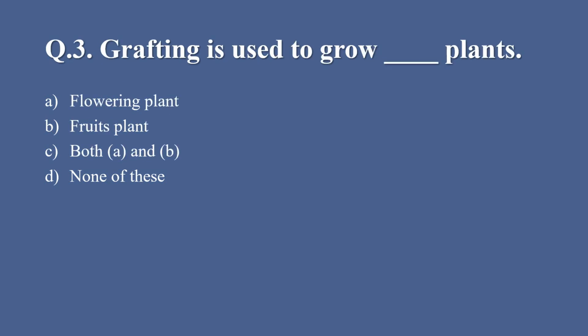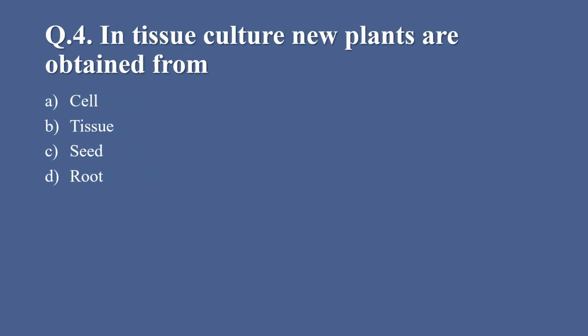Layering. Question 3. Grafting is used to grow dash plants. A. Flowering plants, B. Fruit plants, C. Both A and B, D. None of these. And your right answer is B. Fruit plants. Question 4. In tissue culture, new plants are obtained from A. Cell, B. Tissue, C. Seed, D. Root. And your right answer is B.